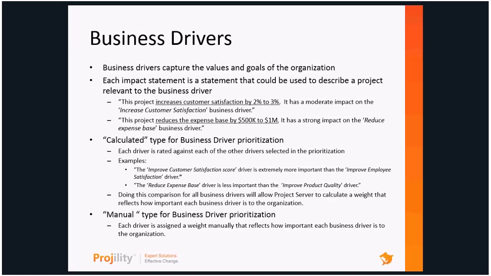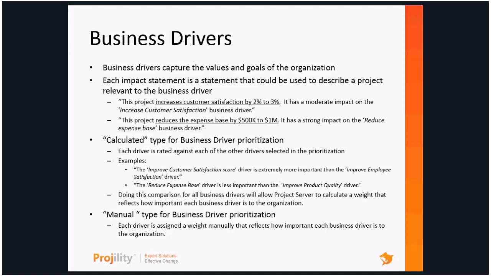Or we can say maybe a project reduces our expense base, to give an example, by $500,000 or $1 million. That could have a strong impact. So these impact statements are what we're going to be entering in the system, and they're really coming from the definition behind the quantifiable metrics in your business drivers.